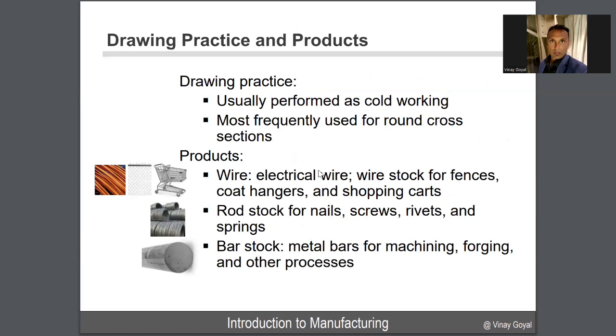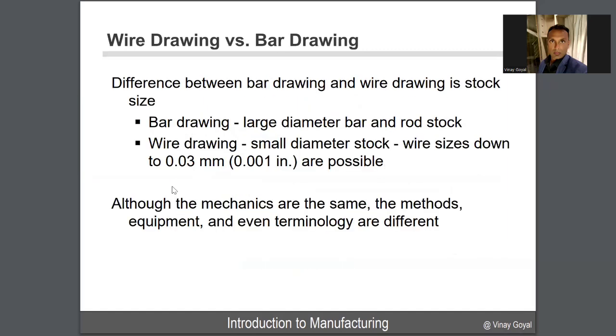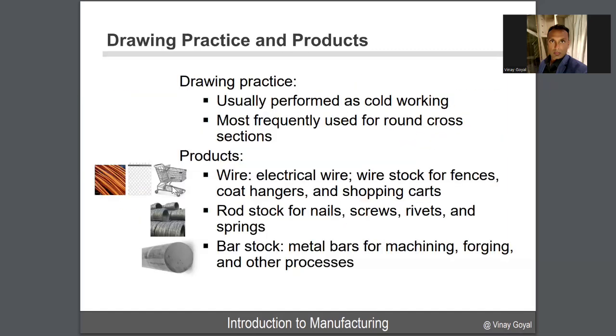Now, you can produce a lot of things here. Usually you can do this through cold working, and most frequently we use it for round cross sections. So some examples: electrical wires, wire stock for fences, coat hangers are made this way. If you've seen the wires in a shopping cart, those are made the same way by doing this drawing approach. Rod stock for nails, screws, rivets, and springs are also made very similarly.